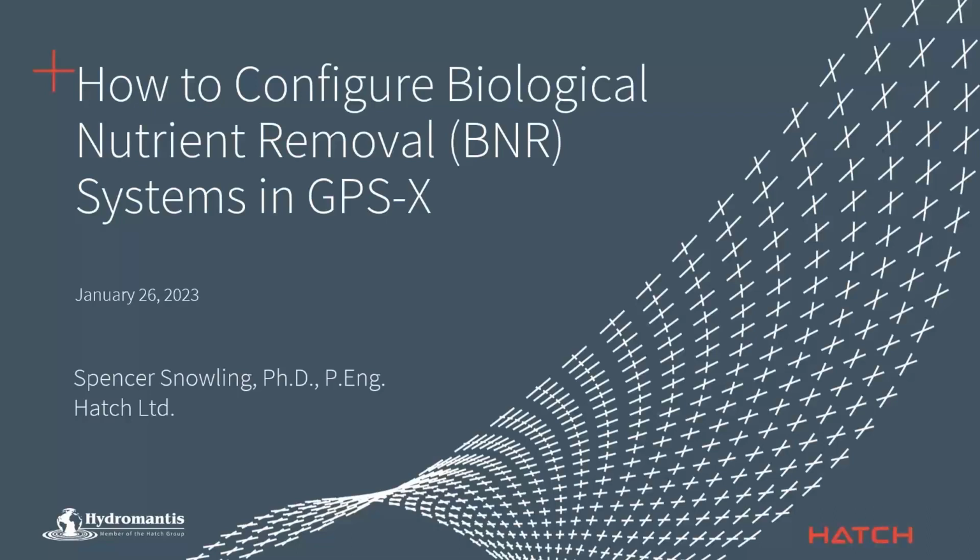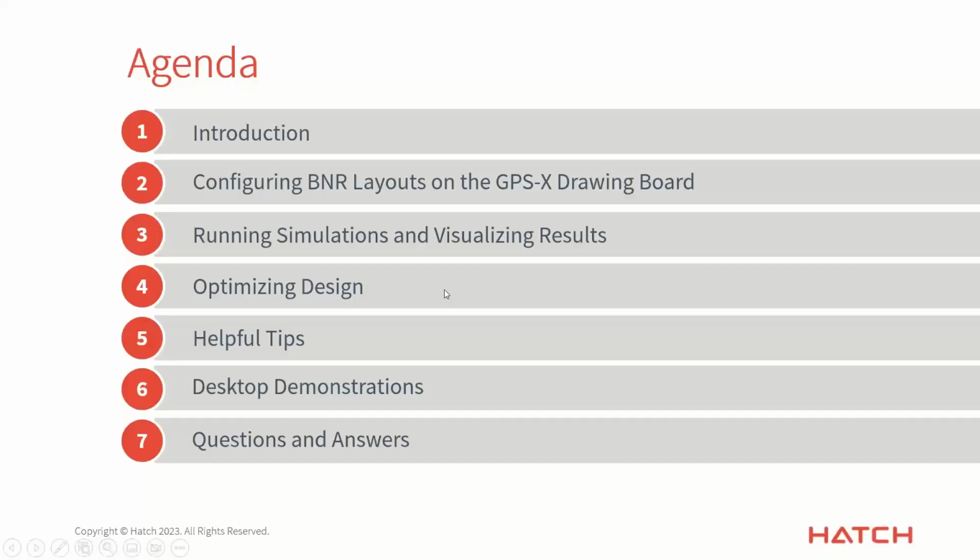So today we're going to be talking about how you configure biological nutrient removal systems in GPS-X. It's quite a common thing to model the activated sludge process and to use the models to analyze and optimize BNR systems. But there's a lot of settings to consider, and so we're going to go through a lot of those today. And I'm happy that you're able to join us.